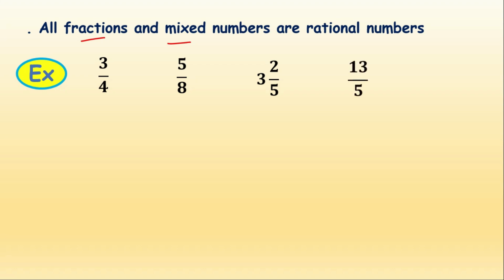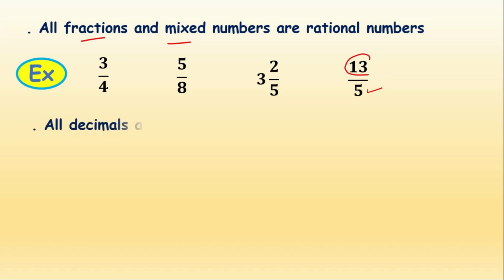Okay, and 13 over 5, also a fraction, so it's called rational. It's an improper fraction, because the numerator is greater than the denominator. So it's called a rational number.